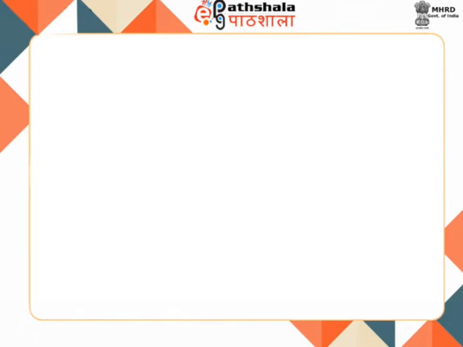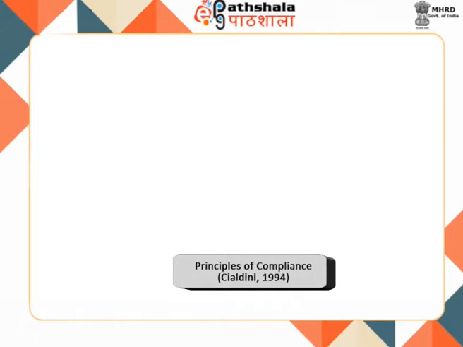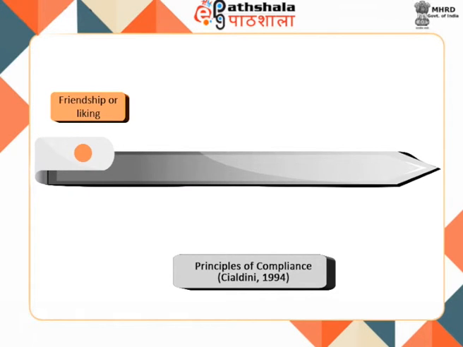There are different techniques for gaining compliance, and these are based on six main principles of compliance given by Cialdini. The first is friendship or liking. We are more likely to be influenced by friends or people we like. The next principle is reciprocity. As humans, we generally aim to return favors and treat others as they treat us. This can lead us to feel obliged to offer concessions to others if they have offered them to us.